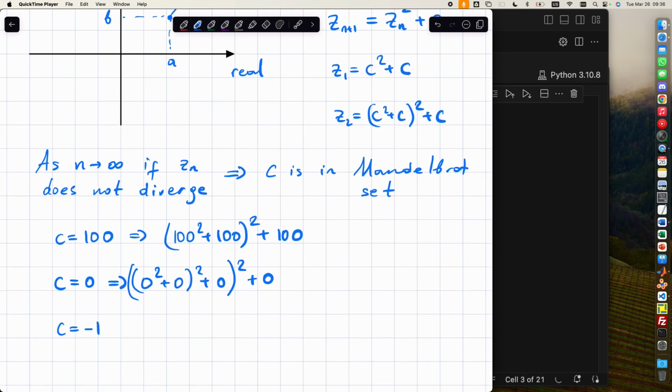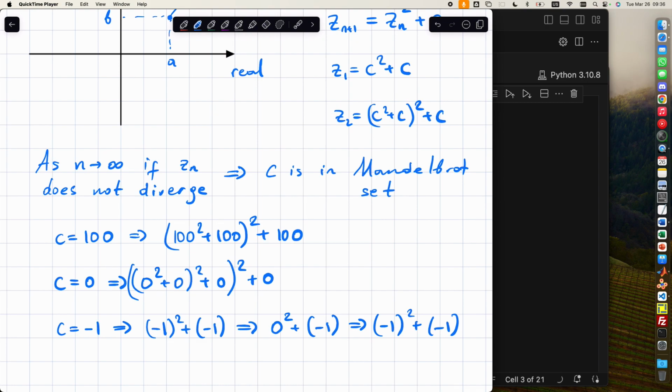C equals to minus 1. So minus 1 squared plus minus 1. What do you get? Zero. Now 0 squared plus minus 1. What do you get? Minus 1. So you can see that we are back. So it's a period 2 oscillator. Goes back and forth, right? Very nice.